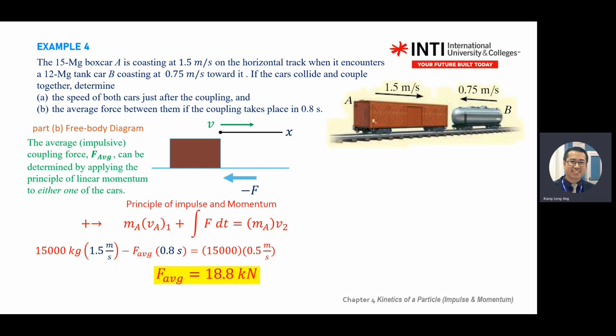Another one, B, yes. This is A. B also can, but you change all these. The force becomes positive. Then you change the mass, you change the velocity. Still the same. You still get the same answer, 18.8 for B.